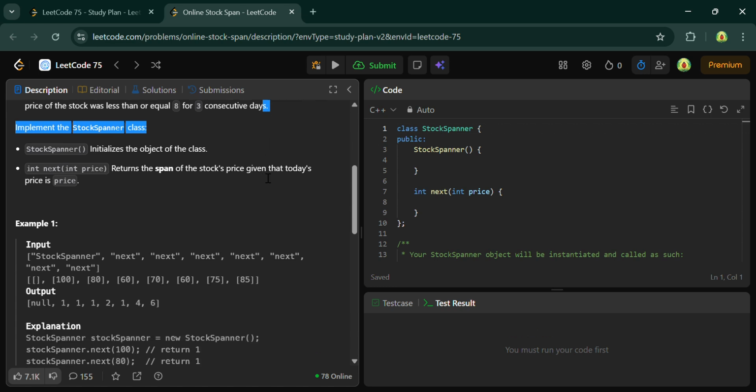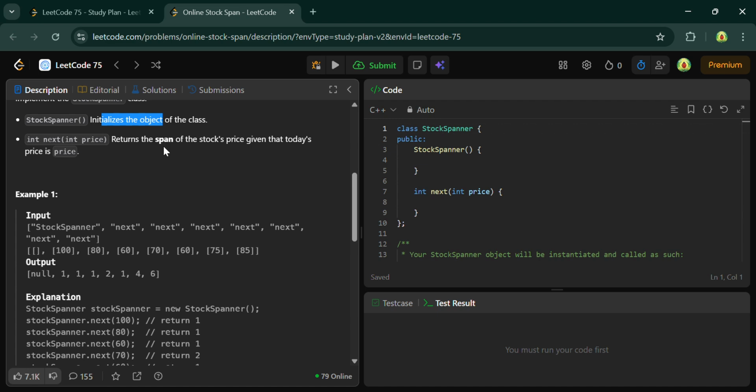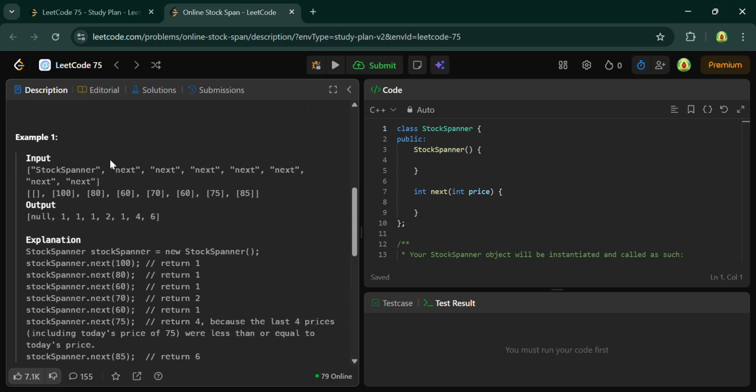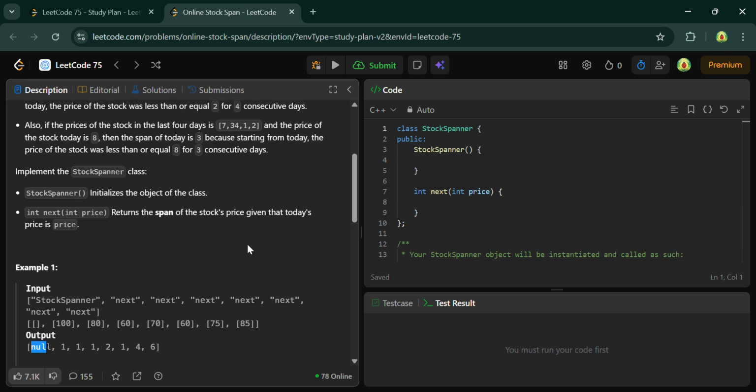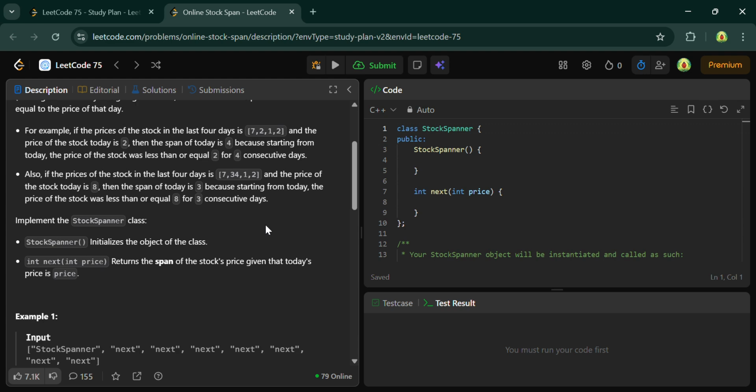You just have to implement the StockSpanner class, okay. The StockSpanner initializes the object of the class, and the int next returns the span of the stock price given today's price, okay. So the input is StockSpanner, next, and then 100, 80, 60, 70, 60, 75, 85, okay. And then you just have to check whether you just have to follow the algorithm, okay.